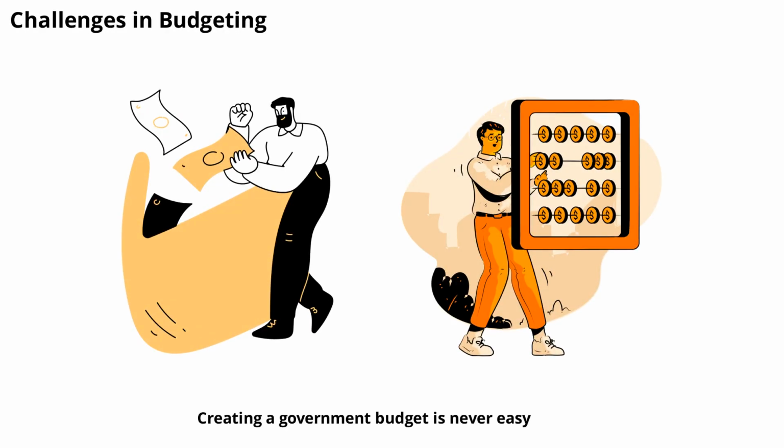Creating a government budget is never easy. Officials must balance limited resources with unlimited needs and demands. Unexpected events, like natural disasters or economic downturns, can disrupt even the best-laid plans. Political disagreements can also make it hard to reach consensus. Despite these challenges, careful planning and open communication help governments navigate the complexities of budgeting.